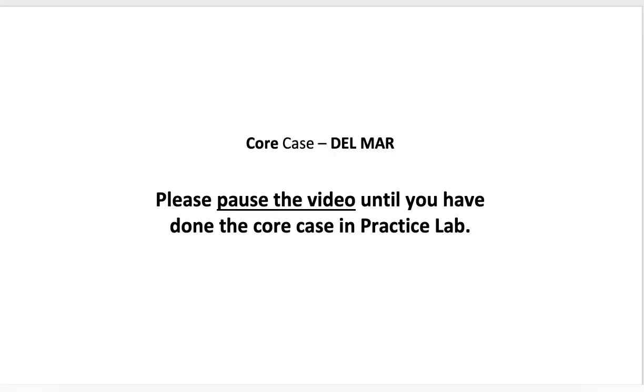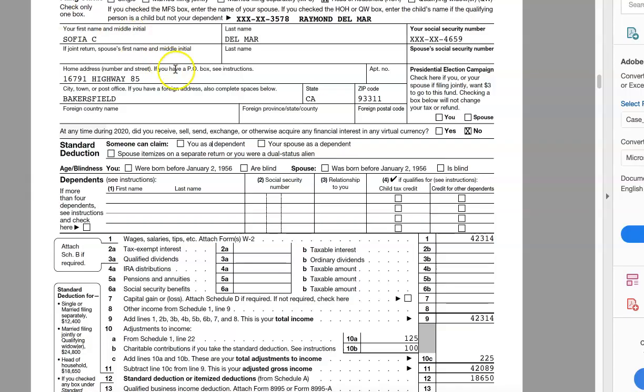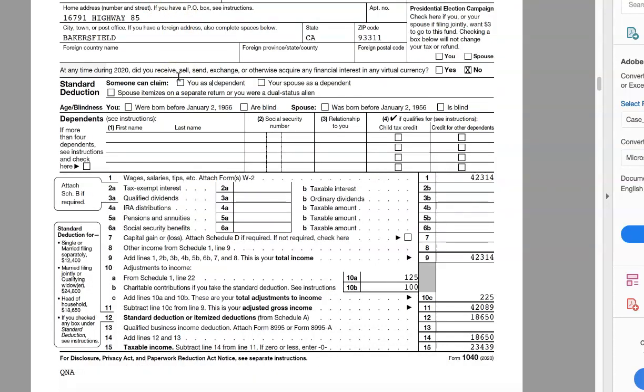At this point, you should have done the core case and practice lab and compared your work to the answer key. If so, it's time to review. As mentioned before, a good place to start a return is with last year's return. So what do we have here?